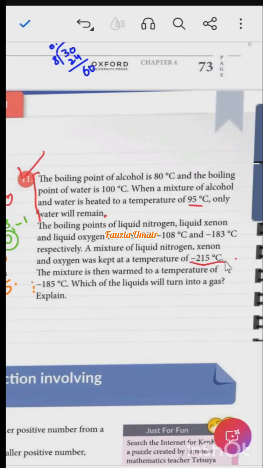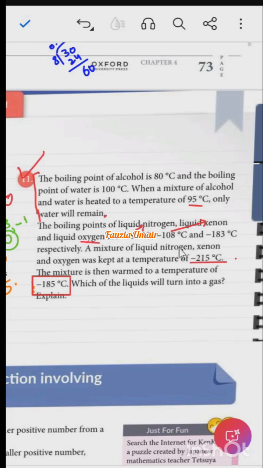अब देखिए minus 215 पे when it was kept, so all the three were in liquid form. ठीक है? Because this temperature is lower than all the boiling points. ठीक है? अच्छा, now the mixture is warmed to a temperature of minus 185 degrees Celsius. Now this is the temperature. Which of the liquids will turn into gas? इनमें से कौन से liquids gas बनेंगे? 196 is the temperature of nitrogen, this is the temperature of xenon, and 183 is the temperature of oxygen.